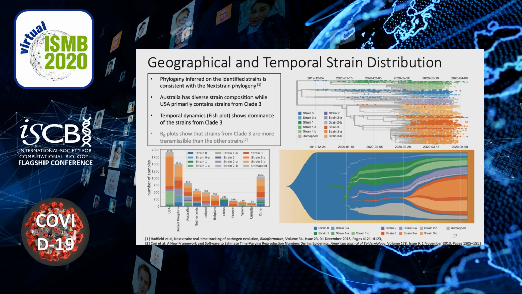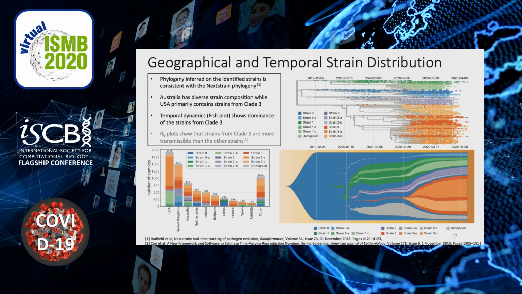In this slide, we look at the geographical and temporal strain distribution using the GISAID sequences in the validation set. The GISAID sequences are annotated by a clade if they perfectly match to a strain or its ancestors belonging to the clade in the inferred phylogeny that I showed in the previous slide. So first we see that the phylogeny of our inferred strains and the identified clades agree very well with the phylogeny inferred using Nextstrain.